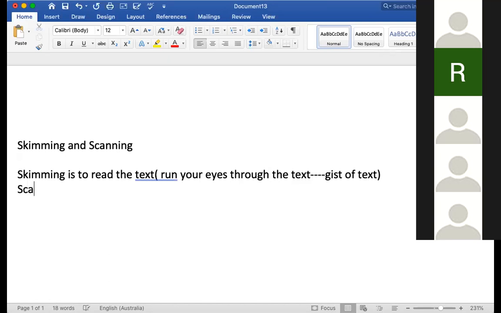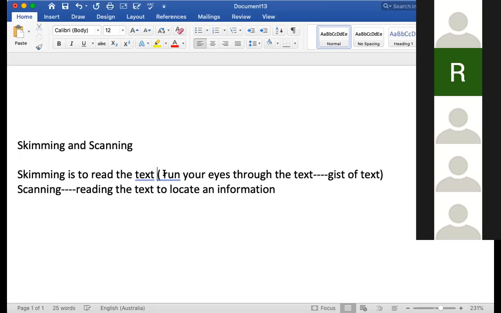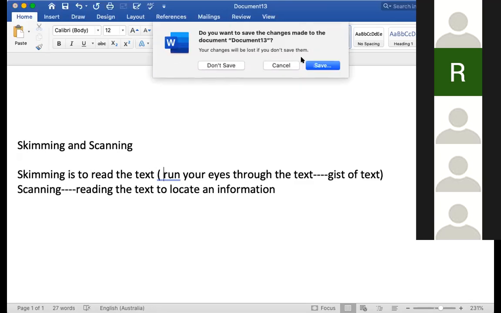Scanning is done when you're reading the text, but you have something in your mind. You're looking for something. So scanning is reading the text to locate something, to locate information. Either a keyword or some kind of information, you're looking for a date or some kind of information. So skimming and scanning are your two important skills for your reading.